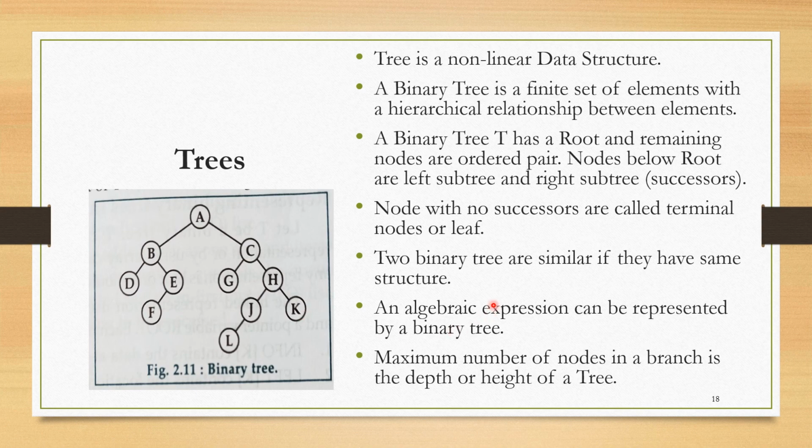Two binary trees are similar if they have the same structure. An algebraic expression can be represented by a binary tree. The maximum number of nodes in a branch is the depth or height of the tree. For example, in this tree, what is the height? Counting the maximum number of nodes: 1, 2, 3, 4, 5. So the height of the tree is 5. So this is called a binary tree. It's represented like this.